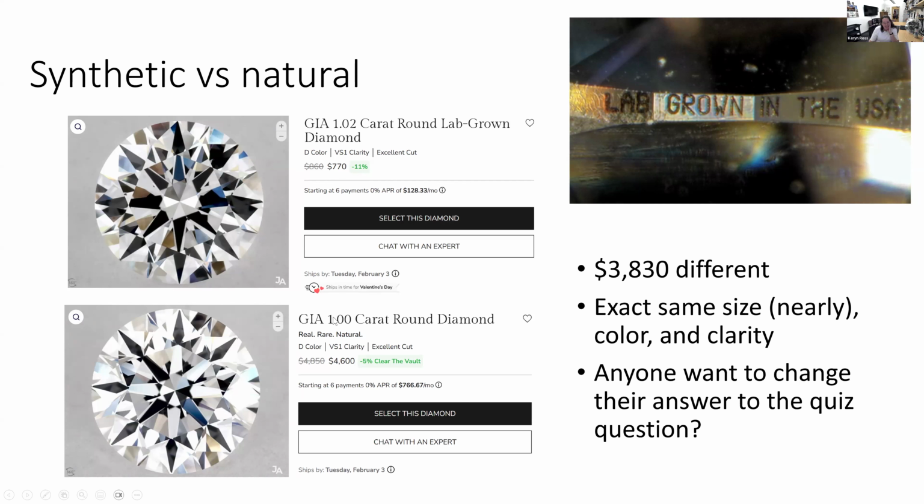If you buy a slightly smaller diamond that's real, rare, natural, D color, VS1 clarity, excellent cut, so the very same parameters, just a little tiny bit smaller, you're going to pay $4,600. And maybe it'll be here. It says it'll probably be here by Valentine's Day. That is almost a $4,000 difference.